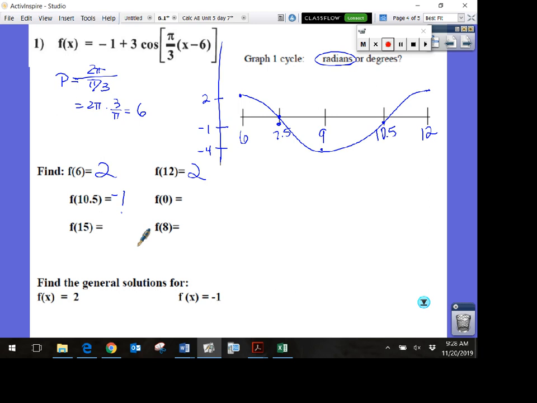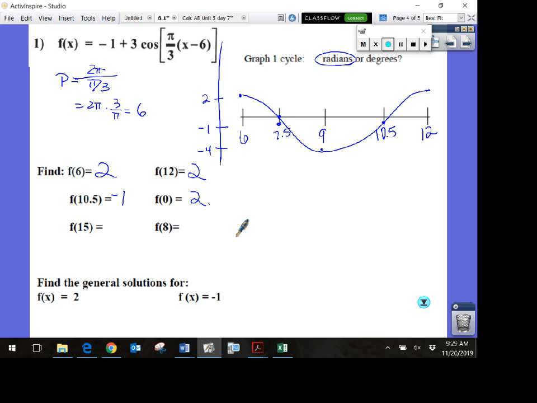So, f of 0. Let's just think about this. If this was 12, and this was 6, if I went back another 6, where would I end up? At 0. So if 12 is at a high, and 6 is at a high, then 0 would be at a high. So we can just say that's going to be 2. You can think of it just like that. Or if you want to draw more of your graph, you can draw more of your graph. That's fine also.